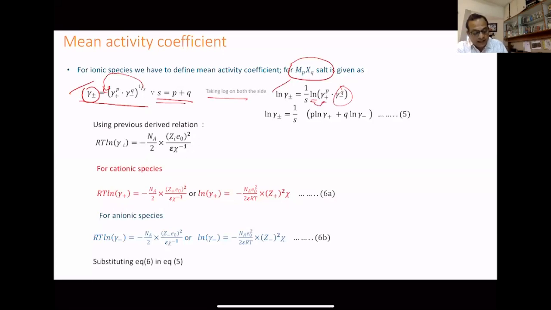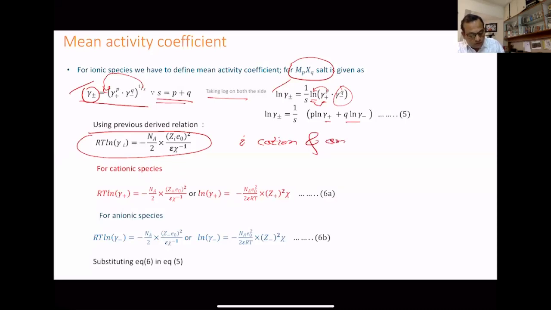So what will happen? ln gamma plus or minus is equal to 1 upon s, p will come down here, so p ln gamma plus q ln gamma minus. Using the previous derivation, just now we have seen RT ln gamma plus is equal to N_A upon 2. Just now we have seen this equation. So for i, which is basically a kind of species, we have got cation and we have anions.